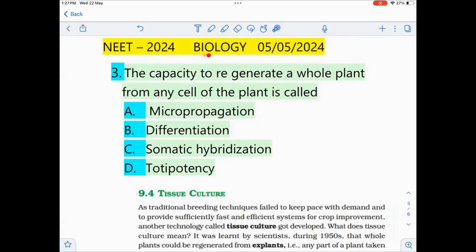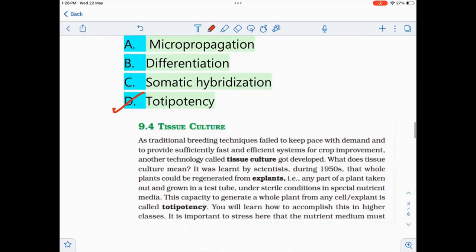Biology NEET 2024. The capacity to regenerate a whole plant from any cell of the plant is called: option A, micropropagation; option B, differentiation; option C, somatic hybridization; option D, totipotency. Option D, totipotency, is the answer. And you can see the NCERT line here. This question is from the chapter called strategies for enhancement in food production, and it is described under the tissue culture concept.